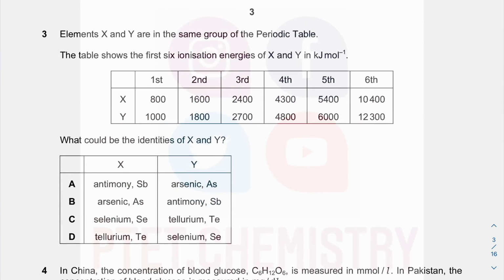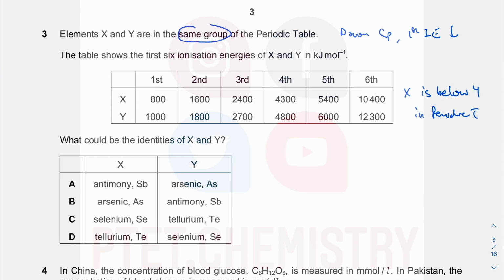Number 3, we have X and Y in the same group of the periodic table. As you know, going down the group, first ionization energy will decrease. Down a group, your first IE would decrease, and the same thing with your second IE. Essentially, if you compare the first, this is lower than this, and comparing the second, this is lower than this, and so on. So X is below Y in the periodic table.